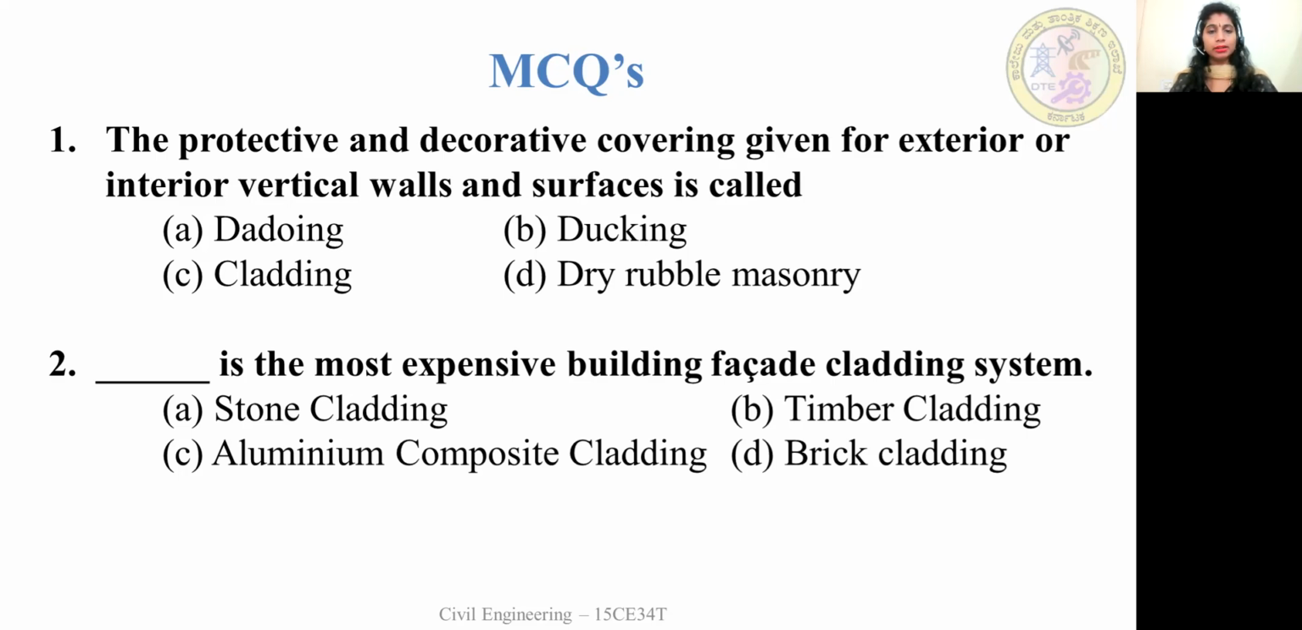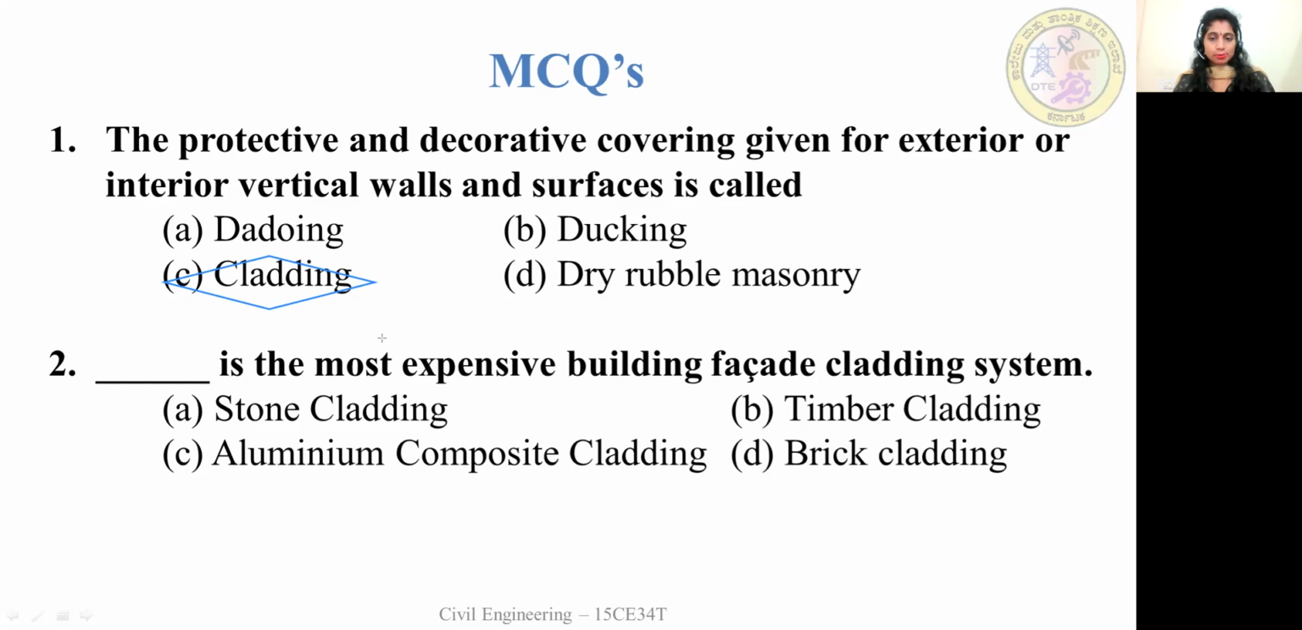The protective and decorative covering given for exterior or interior vertical walls and surfaces is called... Definitely the answer will be cladding. Option C. It is a definition of cladding. Let's move on to the second question.